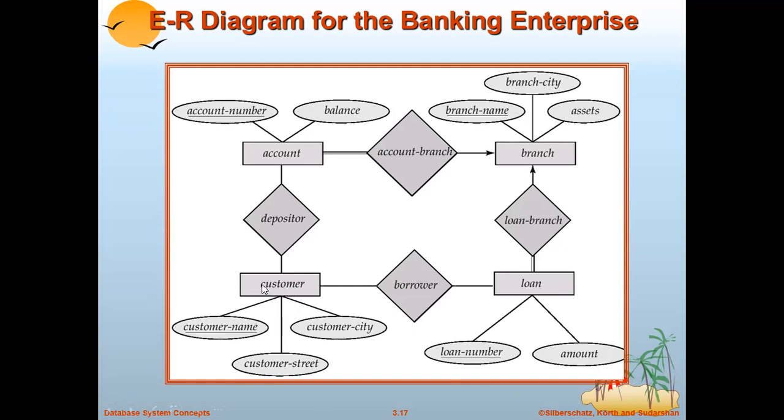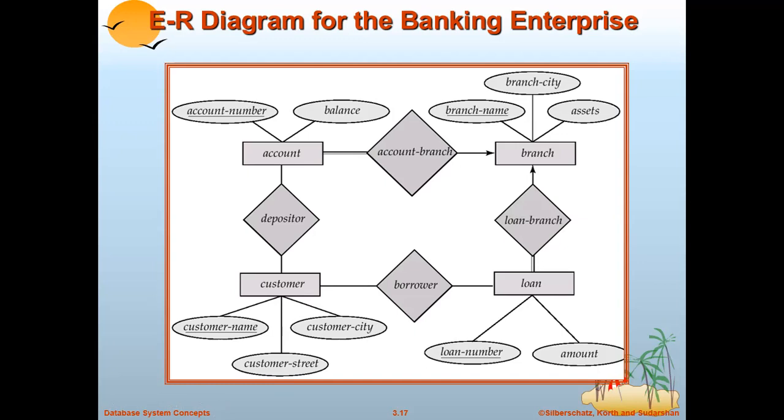Now the customer relation will have attributes. We'll take basically three attributes here: customer name, customer street, and customer city. And you can observe the attributes are shown in oval, and those are connected to the customer relation like this.